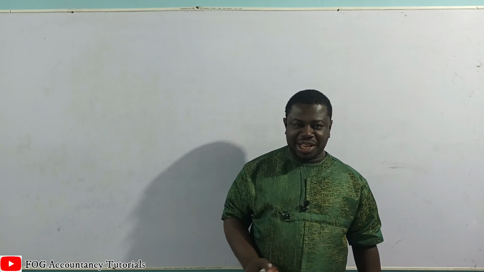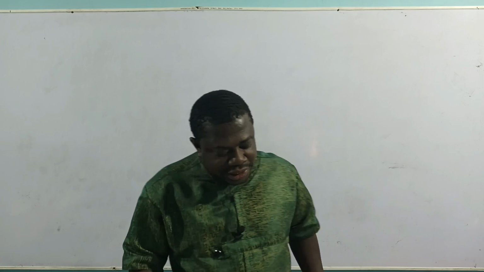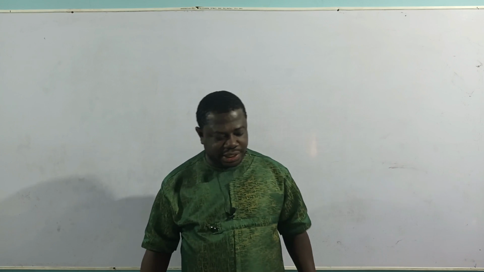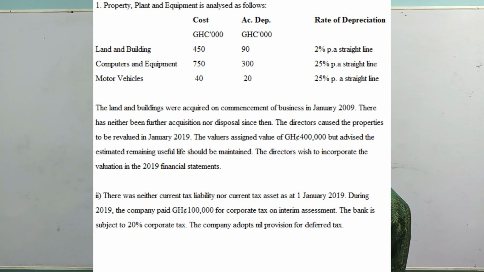FOJ Commercial Bank Limited. Now, straight away, I go to the additional information and I start my workings from there. So, property, plant, and equipment is analyzed as follows. Land and building, 450, but remember that there has been a revaluation upwards to 400, as you can see down there. And so, we are going to first calculate depreciation. Let's calculate our depreciation on all the assets as our first working.